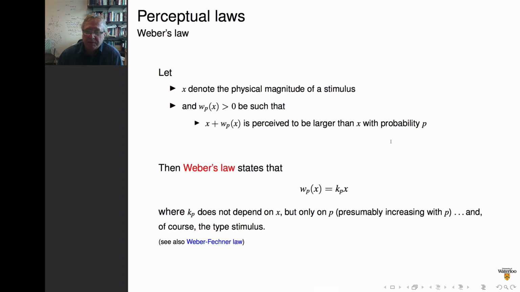Or if you like, since I'm not going to notice the difference all the time, or alternatively, over many people, not everybody's going to recognize that. Think about the probability that you're going to recognize that. So this is going to be perceived to be larger with some probability p. At some point, if WP of x is large enough, it's going to be probability 1. But we want to think about smaller values. Well, Weber's law, this is observed empirically, suggests that WP is actually just proportional to x. So whatever the stimulus is, the bit that you have to add is something proportional to the size of x. So it depends on x.